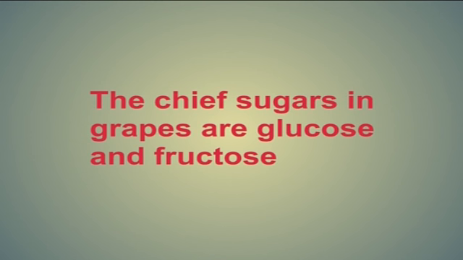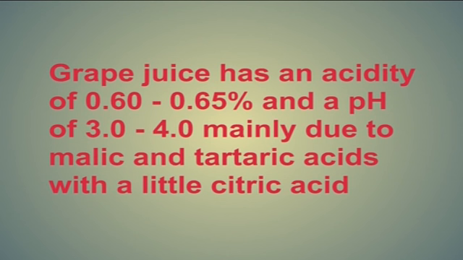The chief sugars in grapes are glucose and fructose. In ripe fruits, they occur in about the same proportion. Grape juice has an acidity of 0.60 to 0.65% and a pH of 3 to 4, mainly due to malic and tartaric acids with a little citric acid.